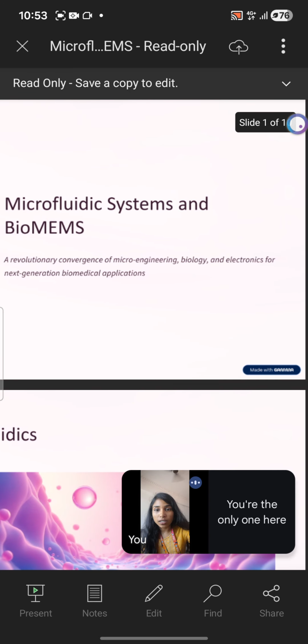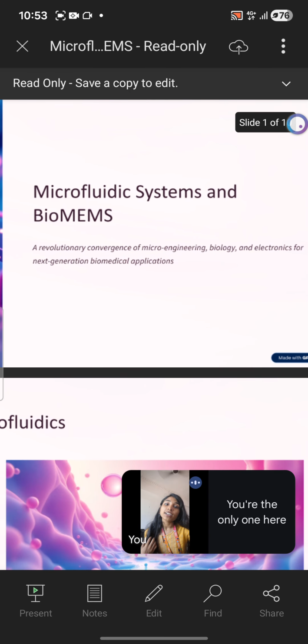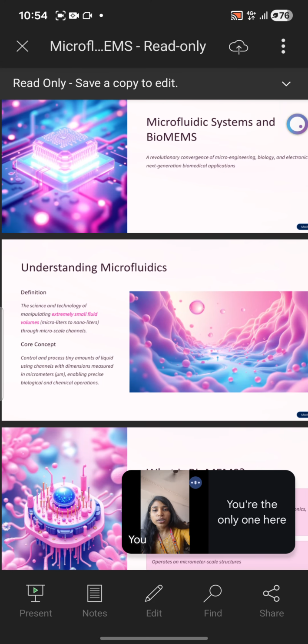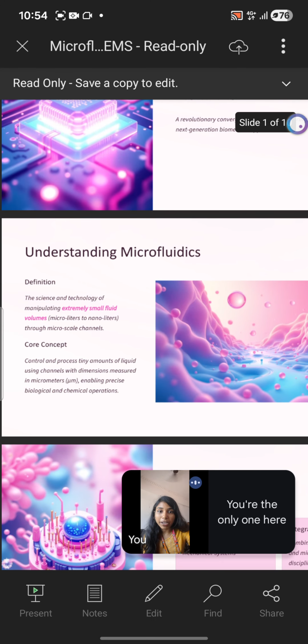So let us first get an introduction. It is a revolutionary convergence of microengineering, biology, and electronics for next generation biomedical application. That is the basic definition of biomems and microfluidics. So let us first understand what is microfluidics.